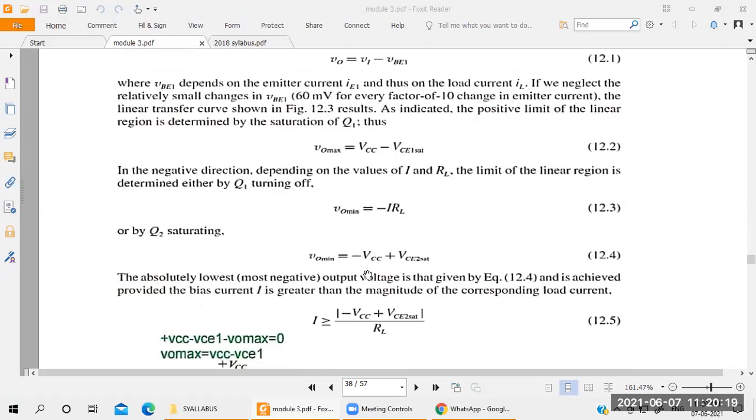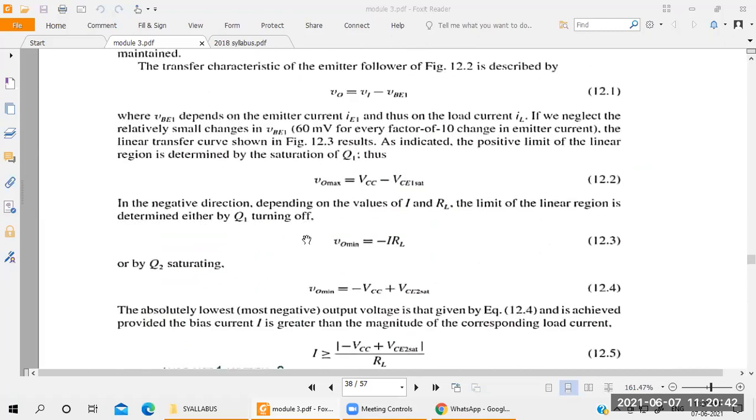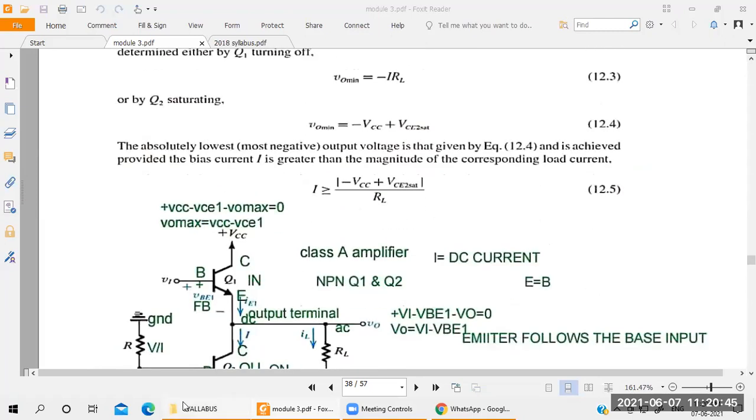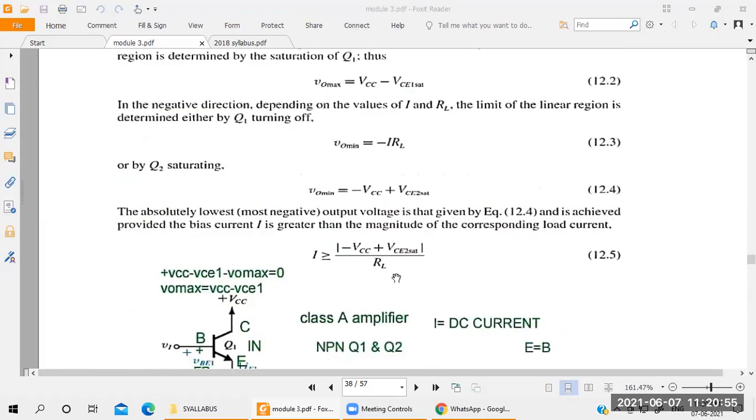Same thing, you write the KVL equation for the Q2 transistor. Because Q2 is in saturation here, we can write the output voltage minimum is equal to minus VCC plus VCE saturation. This is the KVL equation for the Q2 transistor: minus VCC plus VCE saturation, the voltage between collector and emitter in saturation.